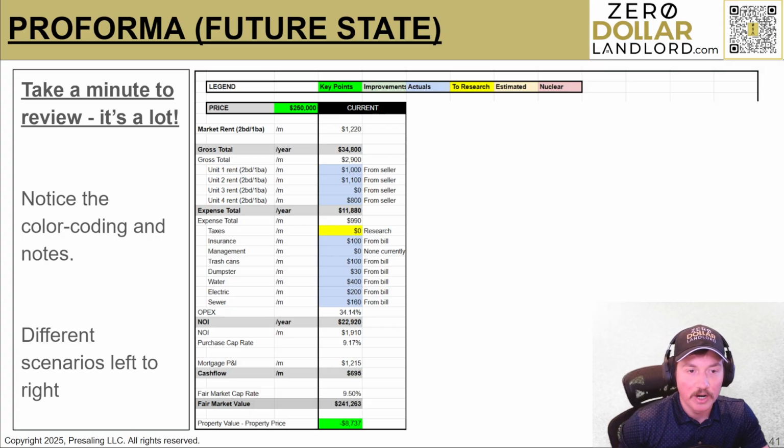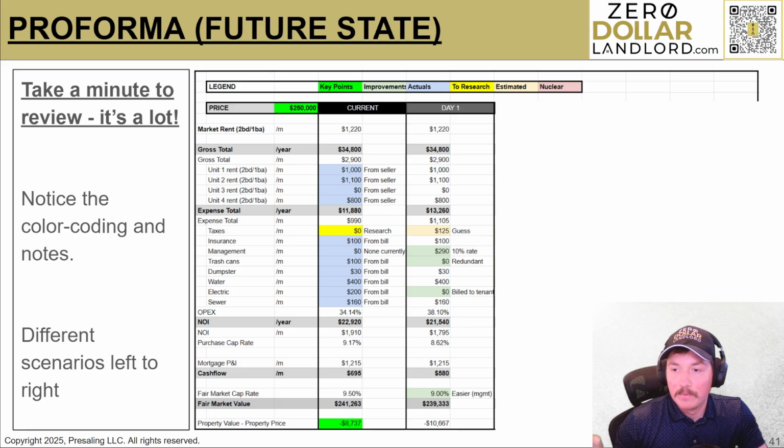And again, this is just a made-up property. So we'll call it day one. We're going to change a few things. You can see why I use the color codes here. So I'm just going to guess that the taxes, which were previously marked as 0, let's say I was not able to research that, then I'm going to call it about $125 per month. So that's $1,000 a year roughly, a little more. Our management, we're going to install management on day one. So that's a 10% rate, which is 10% of your gross income.